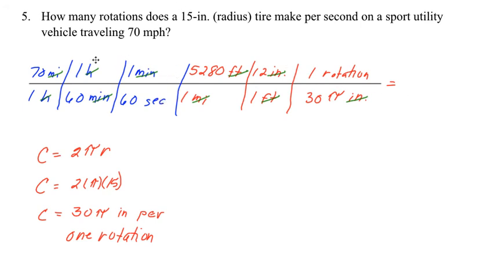And so if anything on the top gets multiplied, you're going to take 70 times 5,280 times 12, and then divide that by 3,600, and then also divide by 30, and you end up with 13.07 rotations per second.